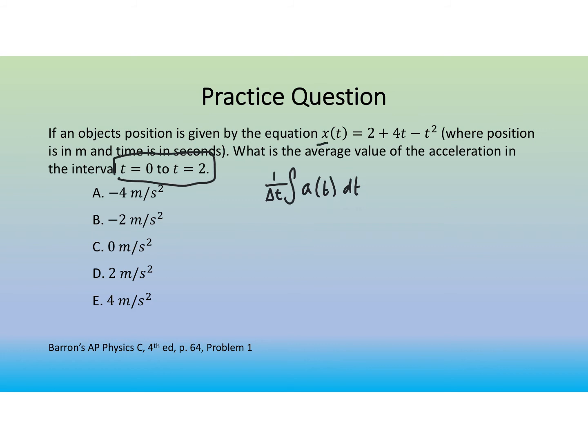From our position function, 2 plus 4t minus t squared, notice it's a little different than the last problem, we can get a velocity function by taking the derivative, which is just 4 minus 2t. And then we could get the acceleration function by taking the derivative of that, which is just negative 2. Notice by getting to that acceleration function, we don't actually need our formula for average value because the acceleration is constant. The acceleration is just negative 2. It will always be negative 2. And so the average acceleration is negative 2.